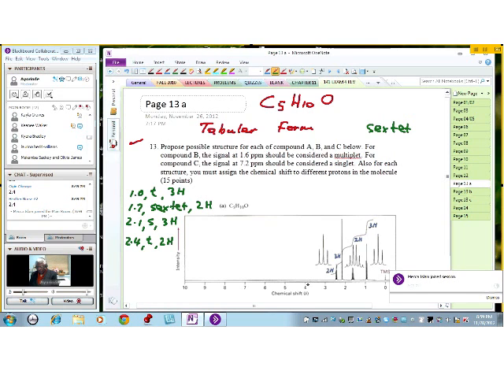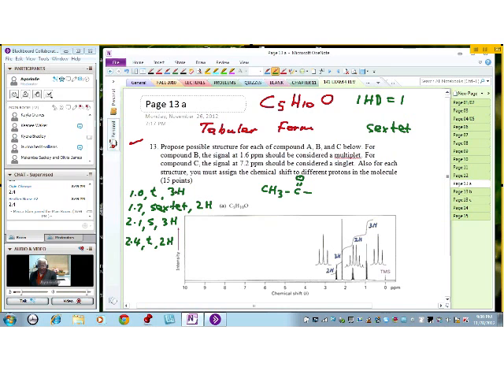3 hydrogen, singlet 2.1, which is right here. Because you have an IHD equal to 1, I am going to assume that that is a methyl that is attached to a carbonyl. So that will be my 2.1. Now keep in mind this molecule only has 5 carbons, so you only have 3 more carbons to go.